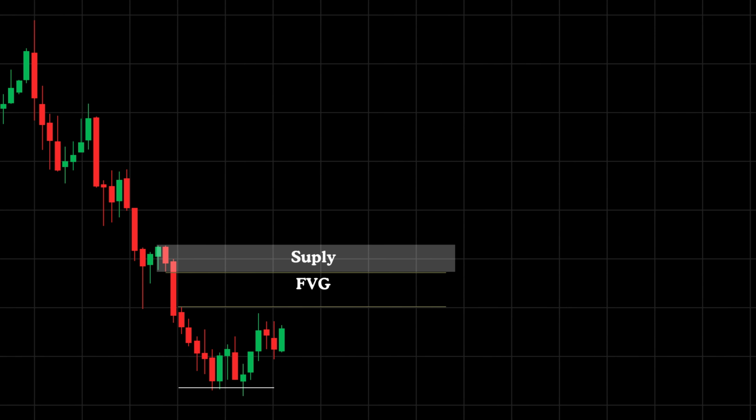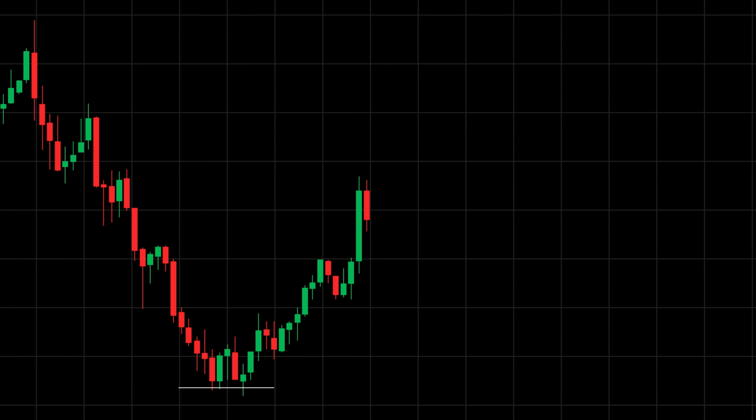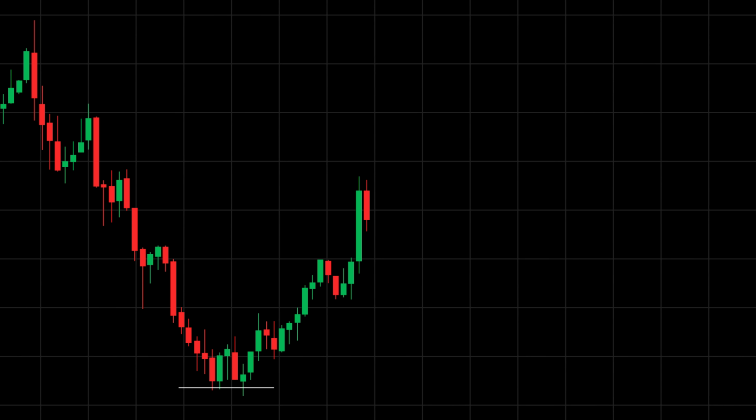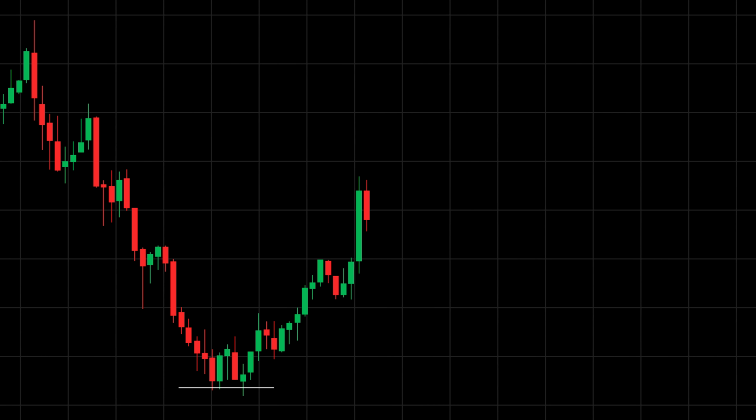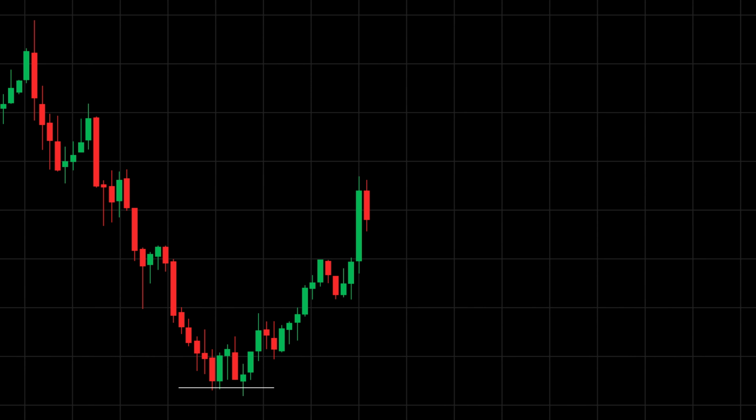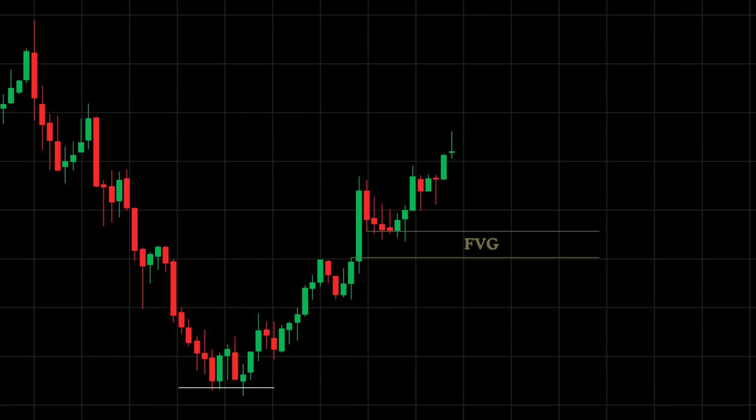However, everything shifts when we get a change of character. This happens once the price breaks above the supply area. That's our signal. Supply is no longer in control, and momentum may now favor the bulls, aligning with the higher time frame trend. So how do we enter the market from here? We wait for the market to make its next move and form a fair value gap.